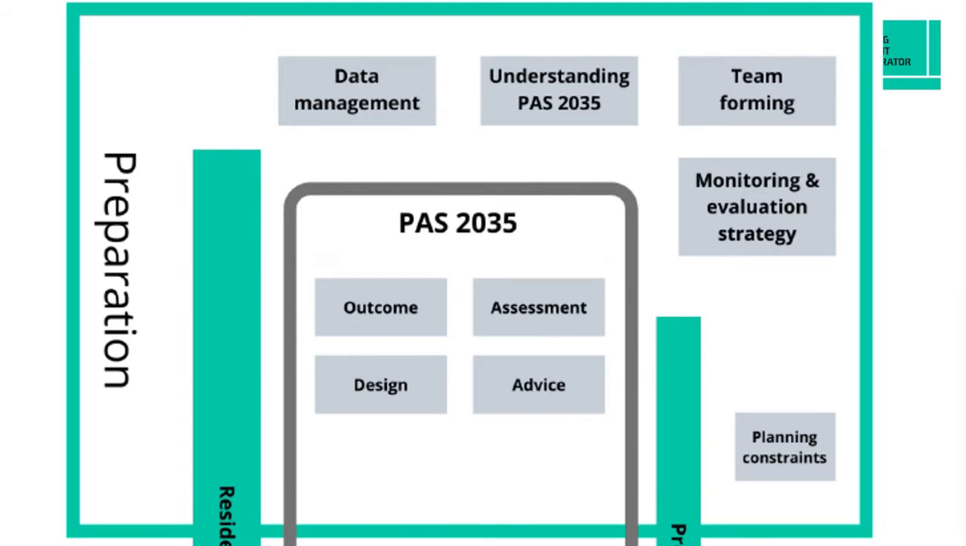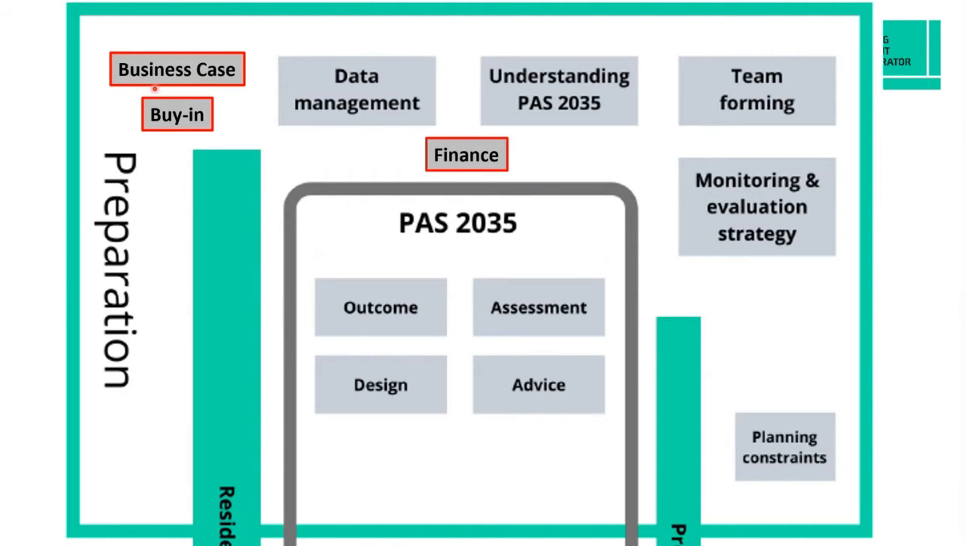So let's zoom in on the preparation phase, and let's also add some additional tasks that you need to look at when you're doing your initial thinking. And they are specifically thinking about the business case, ensuring you've got buy-in from all the partners you need, and sorting out the finance. And then the rest of these issues, part of them is getting familiar with PAS 2035 and how you're going to use it, dealing with the data you require, forming your team, thinking about monitoring and evaluation strategy, and beginning to think about what planning constraints you might face. So there's quite a lot of work to do in this preparation phase, which is up to the point where you're submitting the application.